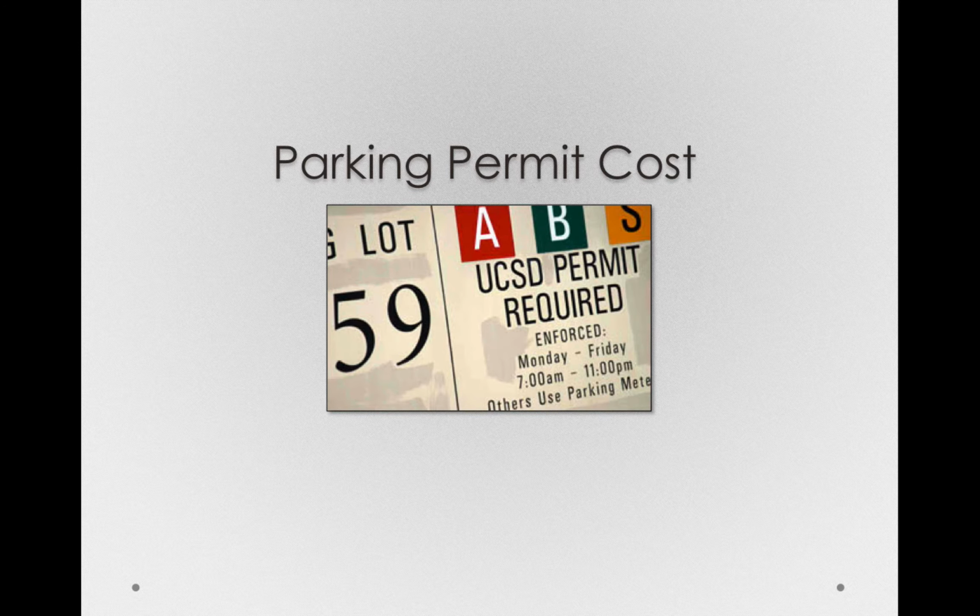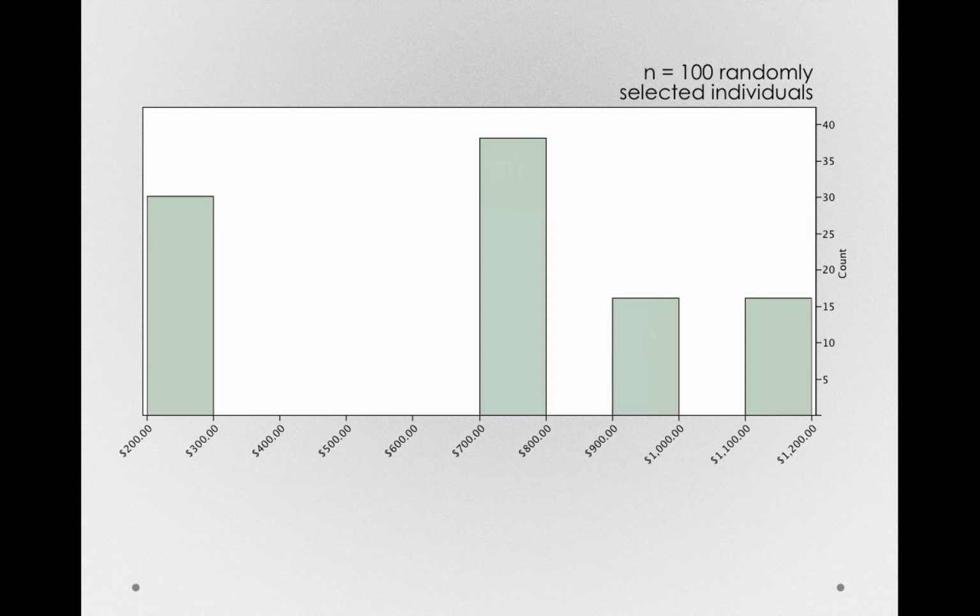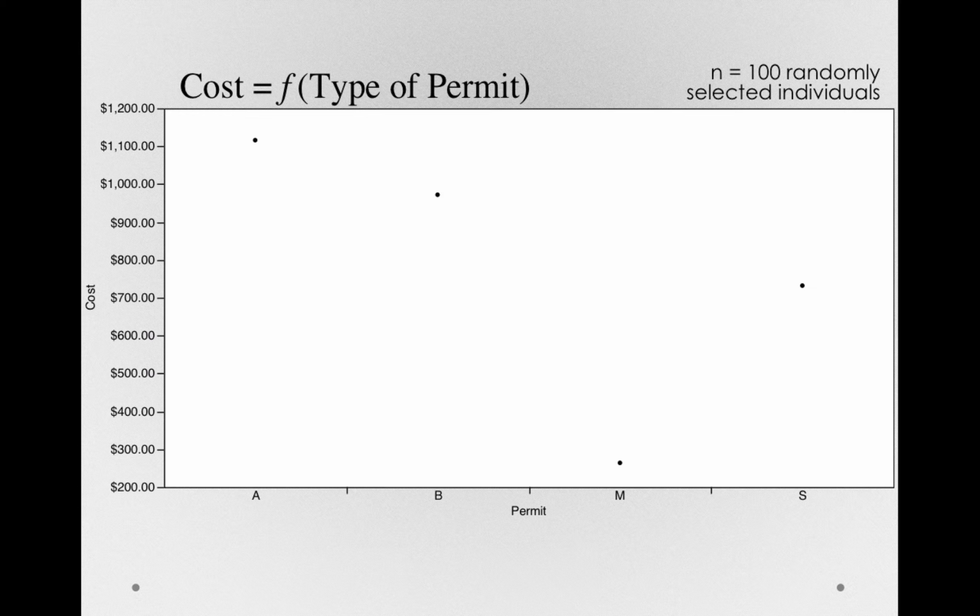Suppose we go into a parking lot and actually ask 100 randomly selected individuals how much they're spending on their annual permit. Notice we again have variability in the response. That is, people are differing in the dollar amount that they say they are spending. Now, you might have guessed that we can functionally relate these differences to something on the basis of the type of permit they're actually purchasing.